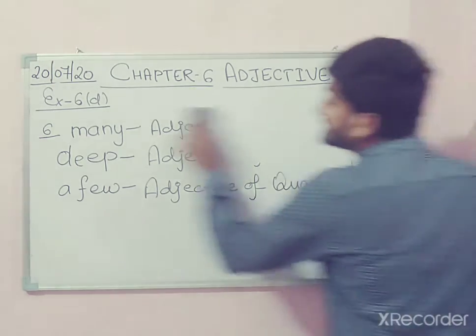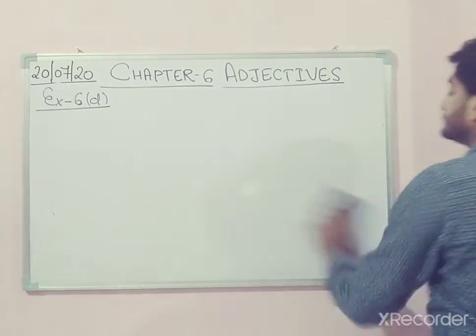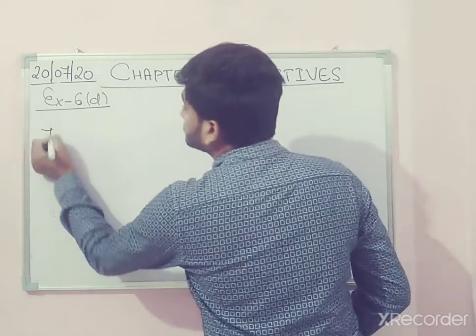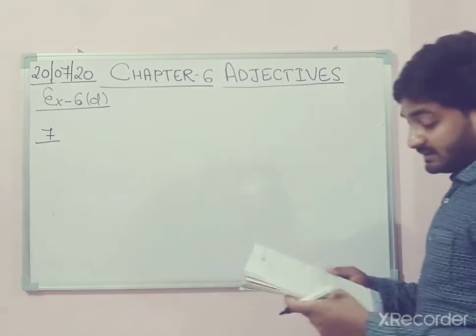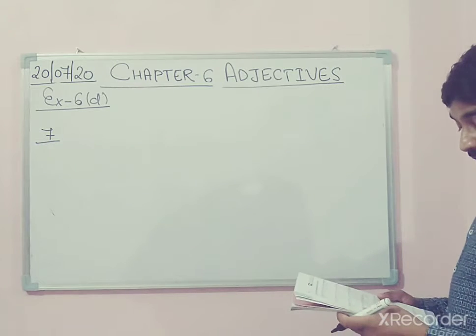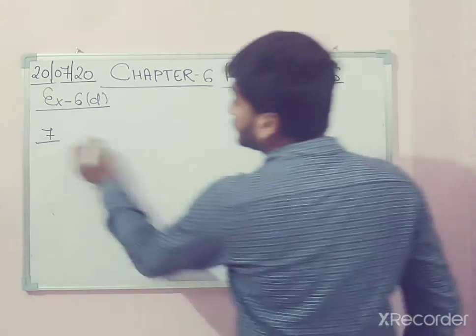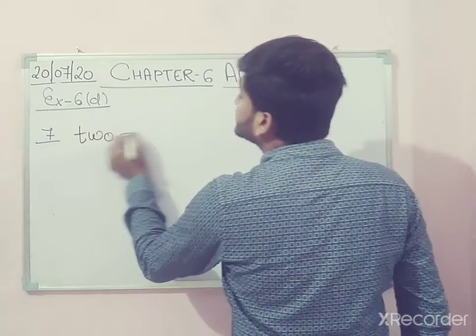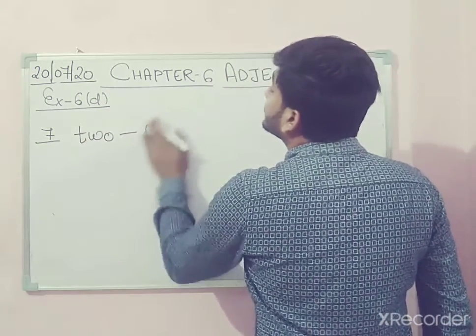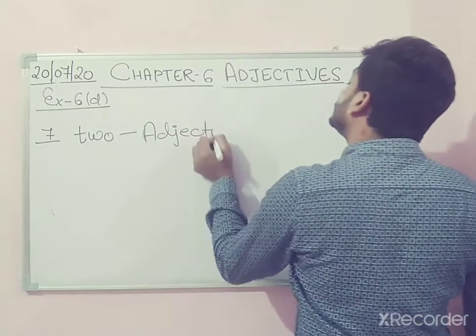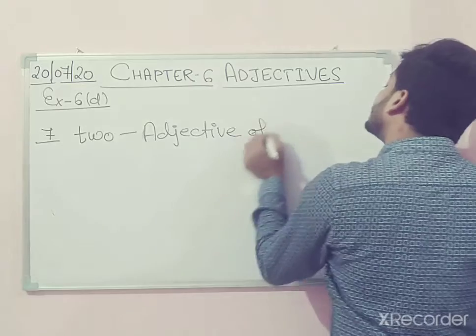Next is number 7. Number 7 is: I had two chapatis, curry and rice for lunch. Only one adjective we have, which is two, and it is how many? That's how we are answering the question. How many? Two. That means adjective of number.